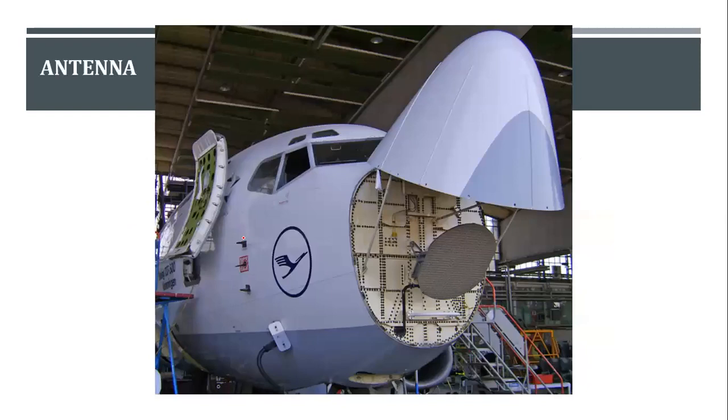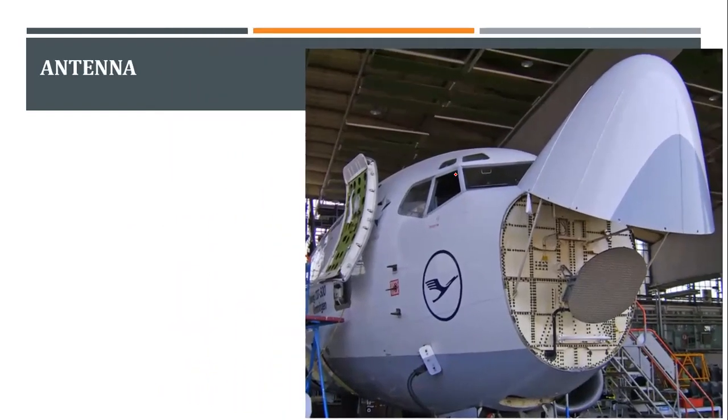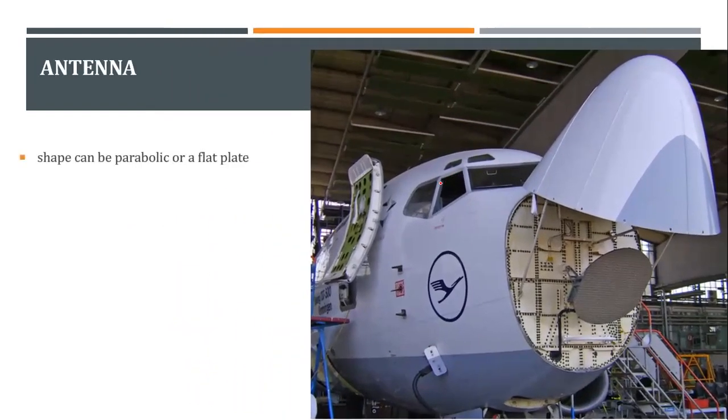This picture comes again. This is the radome, my radome. I've already explained this in the last class. This is my AWR. And why is the radome not made of aluminium? So that the radio waves can go outside. We'll drag this here. The shape can be parabolic or a flat plate. This is a flat plate slotted antenna, not a parabolic. Parabolic I've explained to you in the previous class.